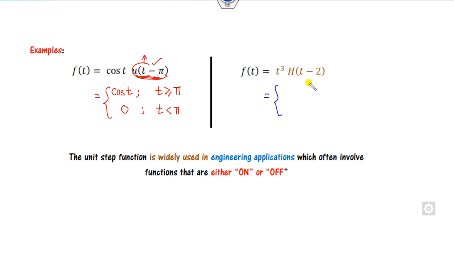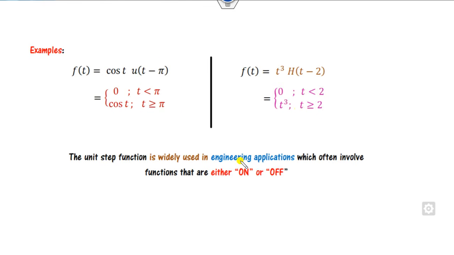Similarly, if you write here t minus 2, it's greater than 2 and less than 2. Whenever t is greater than 2, this number will be 1. So t square into 1, t cube into 1 is t cube. Whenever t is less than 2, this number will be 0, and 0 into t cube is 0. Fine. So it is just like an on and off button. So it has wide application in the engineering field. So we can define it in this manner.